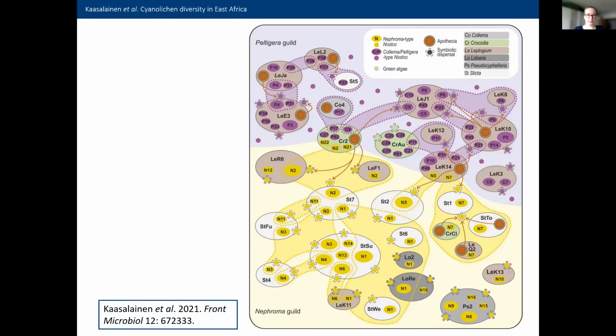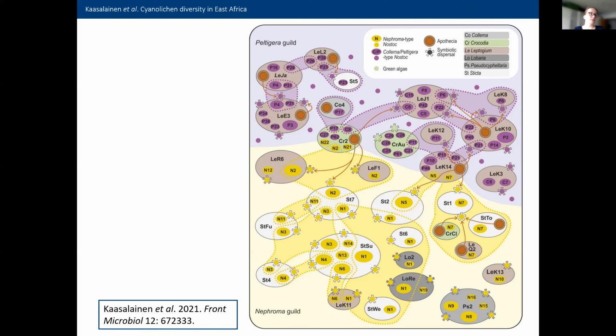We have also indicated the reproduction mode in this figure. So the brown refers to apothecia, the brown circles. The star-like things refer to the symbiotic propagules. And then these arrows that come out from the apothecia represent these kind of hypothetical spores or ascospores that could perhaps utilize the cyanobionts released by other lichen species. Then these dotted lines combine the species that share the same cyanobionts in here.